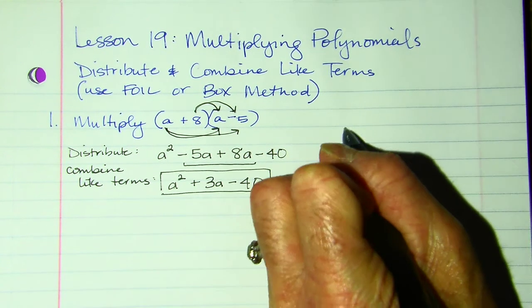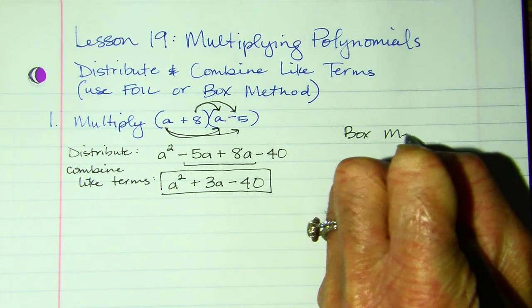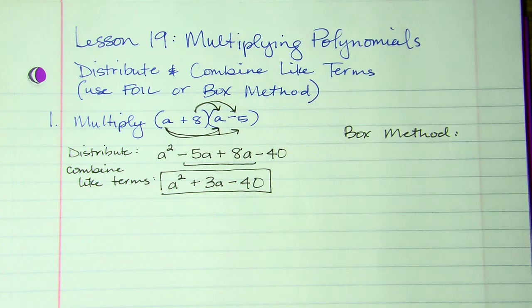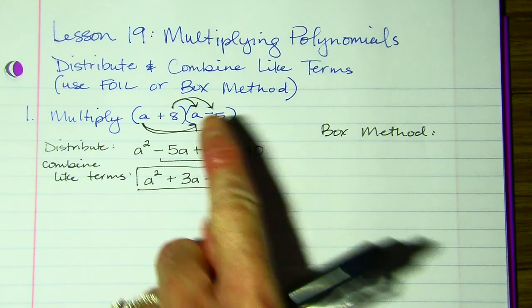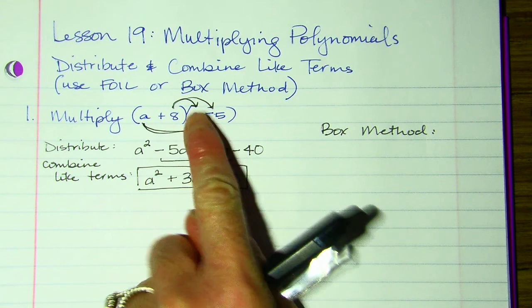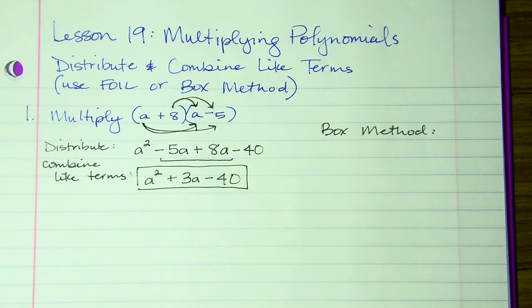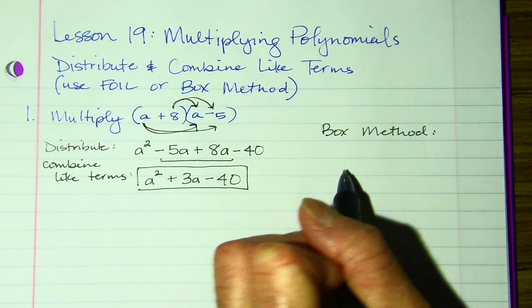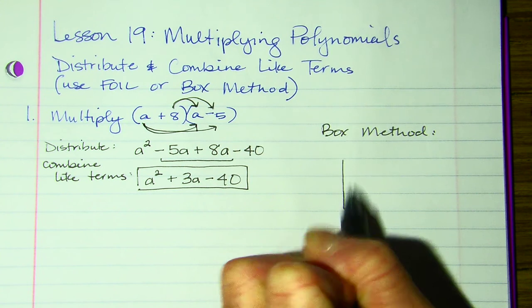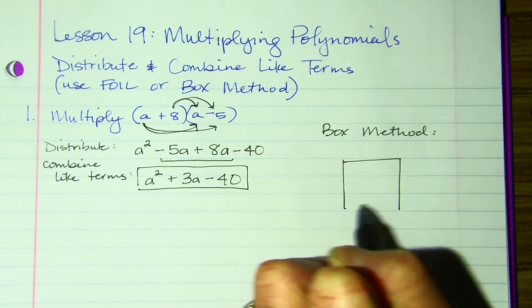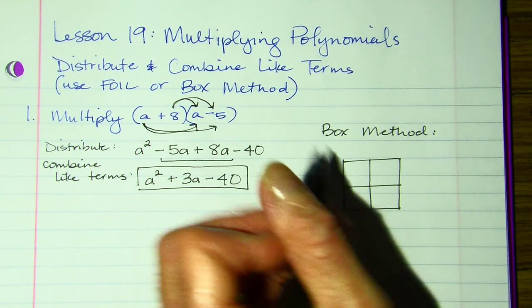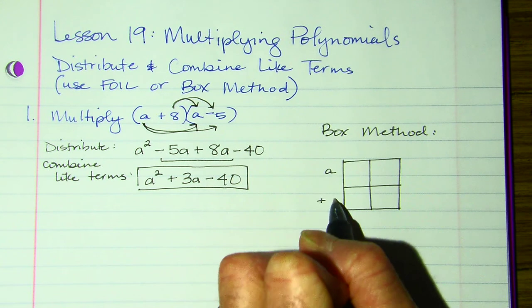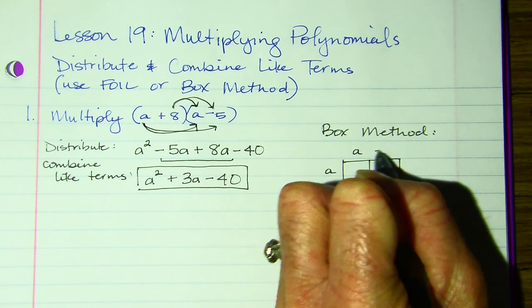The box method is a great way to organize your terms, especially when this becomes more than just 2 in each. The box method helps us not skip anything. So in the box method, I'm going to treat this almost like a multiplication table. So watch this. The first one, a plus 8 and a minus 5.